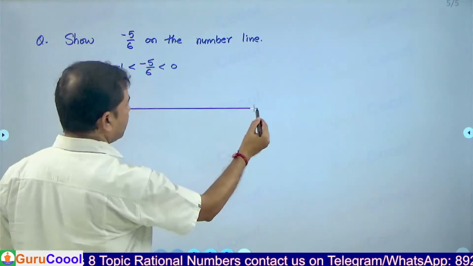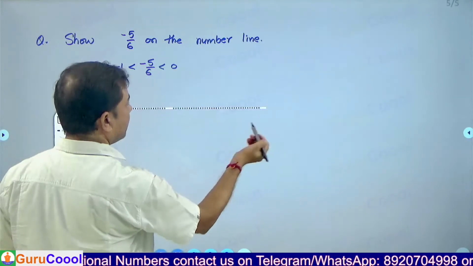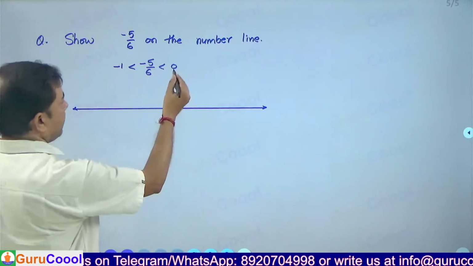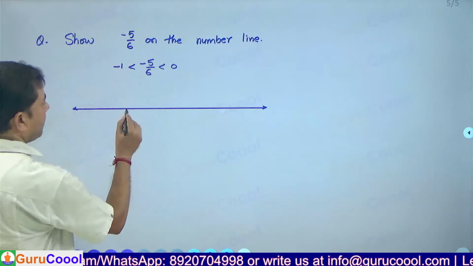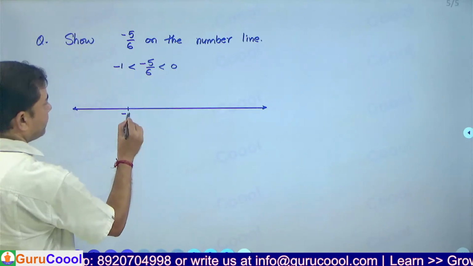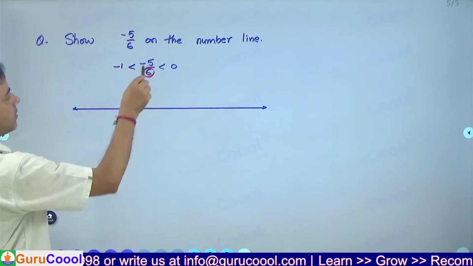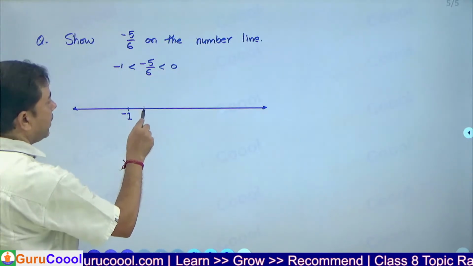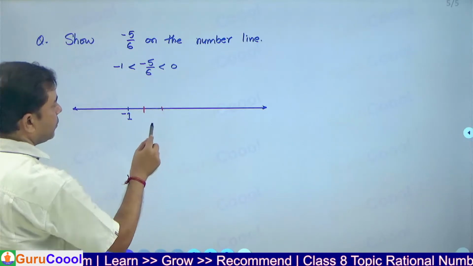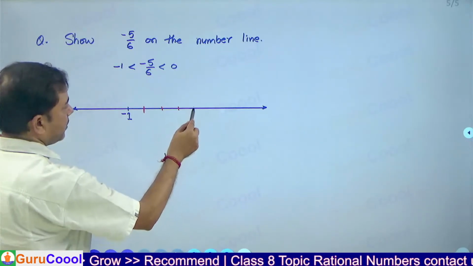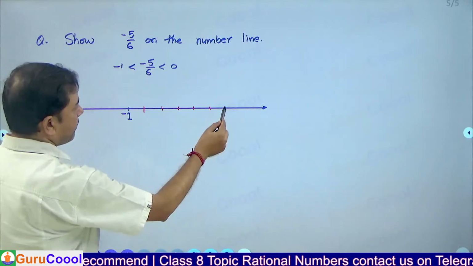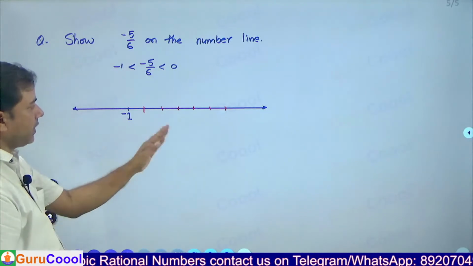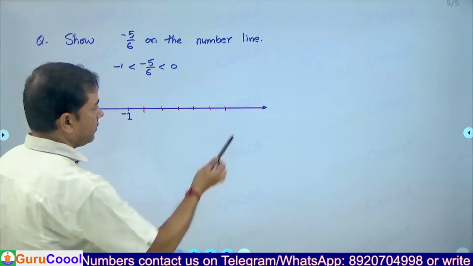Draw the number line. Take 0 somewhere or take -1 somewhere, the smaller one. Denominator is 6, so make 6 segments. 1, 2, 3, 4, 5 and 6. Sixth point will show the next integer on the right side. This is -1, so next integer is 0.